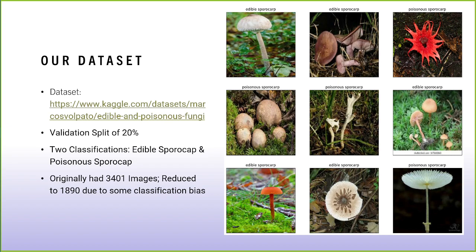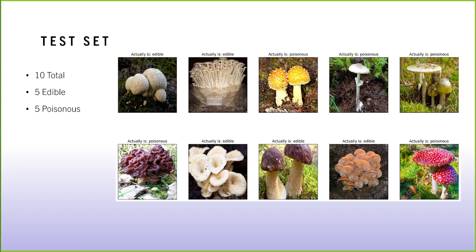For our data set, we used a 20% validation split, where 80% of it was for training and the other 20% was for validation. The dataset itself was comprised of 2 classifications, the edible and poisonous mushrooms. Our test set was comprised of 10 total mushrooms, which we acquired from Google Images, 5 of which are edible and 5 of which are poisonous.